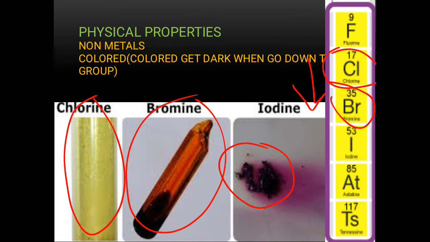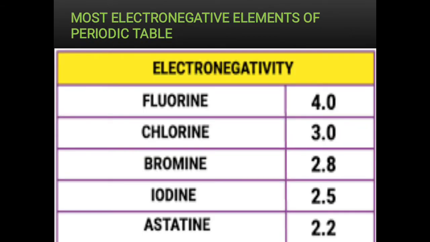So when we go down the group, not only the color is getting darker, but the physical state is also changing. The top elements are gaseous, the middle one is the liquid, and we can expect that going down the group will also be changing the physical state, and we can expect astatine as a solid because after iodine the solids are coming.